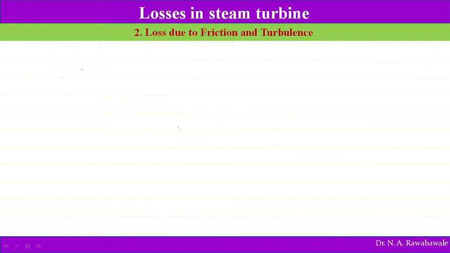And the second loss is loss due to friction and turbulence. This is nothing but friction loss that occurs in the nozzle, turbine blades, between steam and rotating disc. As the steam passes through nozzles, then through turbine blades, then between the steam itself and rotating disc. The friction loss in the nozzle is taken into account by introducing the factor of nozzle efficiency. The loss due to friction and turbulence is about 10%.